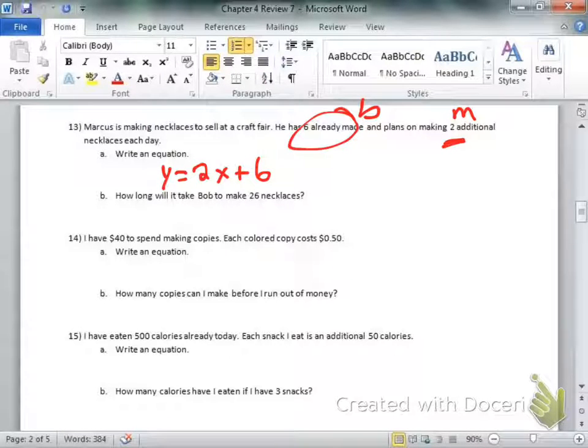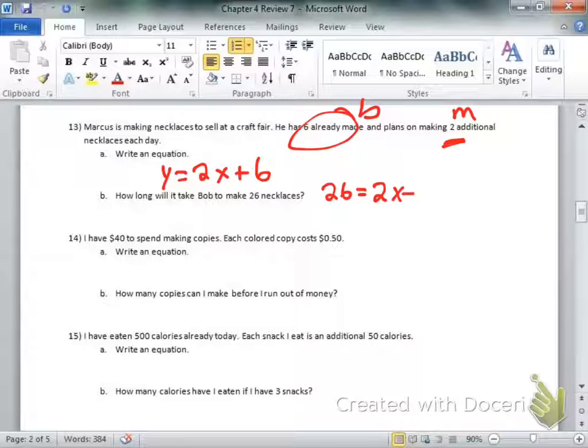Okay, apparently Marcus changed his name to Bob. How long will it take for Bob to make 26 necklaces? I don't know, typo. So is 26 the total, or is it the number of days? That's the total. How long will it take him? So we're looking for the number of days. It'll take him to make the total of 26. So 26 goes in for your y, because now we're talking about the total.